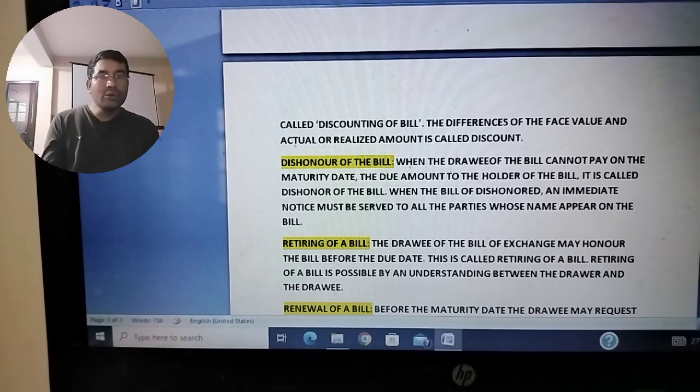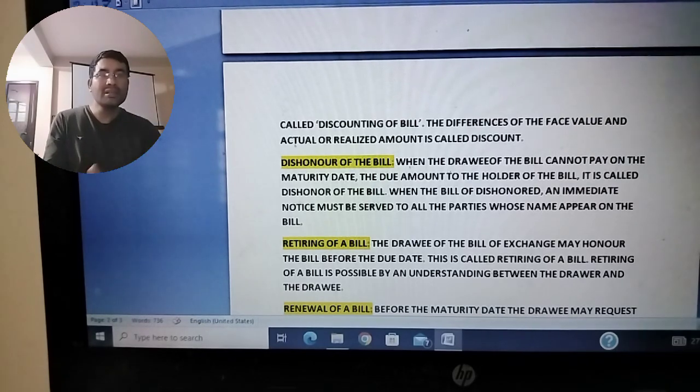So usually during the time of retirement of a bill, the drawer allows some concession to the drawee, and this may be called the rebate on bill. Suppose the face value of the bill to be paid after 3 months is 10,000, but if he pays immediately after 1 month, he may not pay 10,000. He may be allowed to pay less than 10,000, maybe 9,800, 9,900, something.